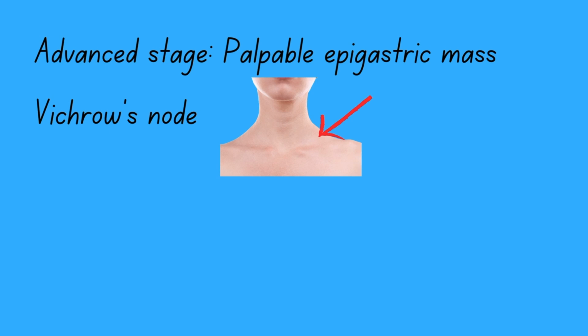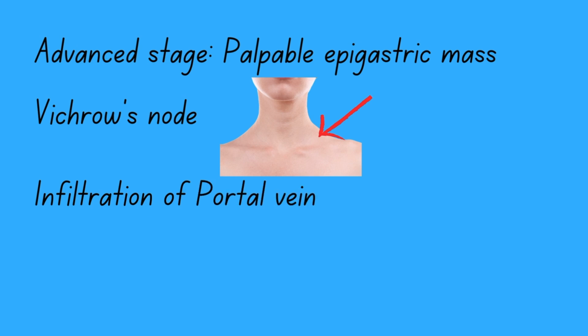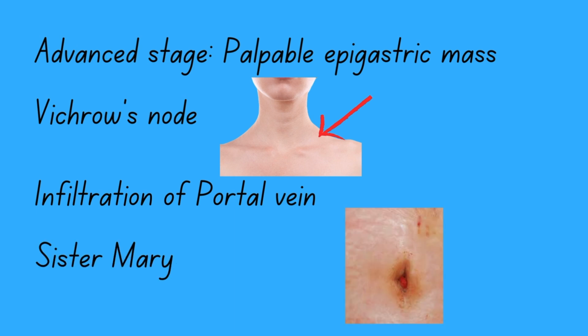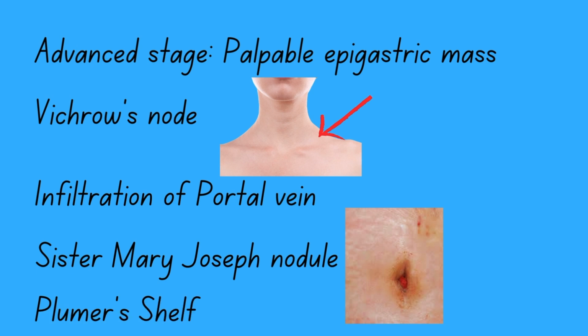Palpable enlarged supraclavicular lymph node called Virchow's node, infiltration and thrombosis of portal vein presented with ascites and symptoms of portal hypertension, enlarged periumbilical lymph node called Sister Mary Joseph's nodule, or metastasis to the pelvic peritoneum and Douglas pouch, which on digital rectal exam are palpable and painful. This is called the Blumer's shelf.